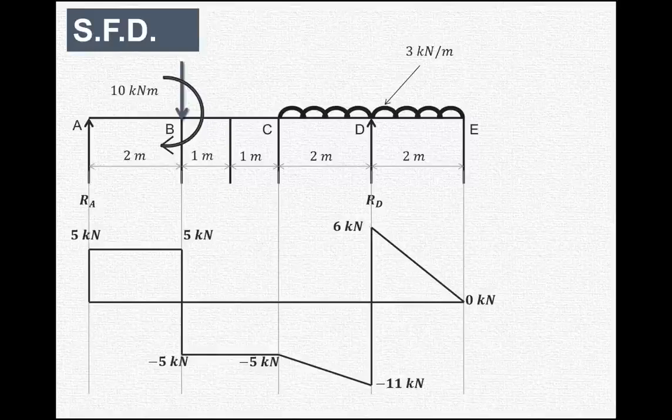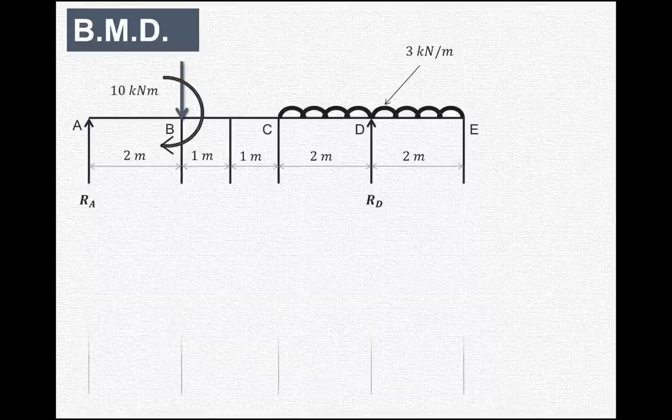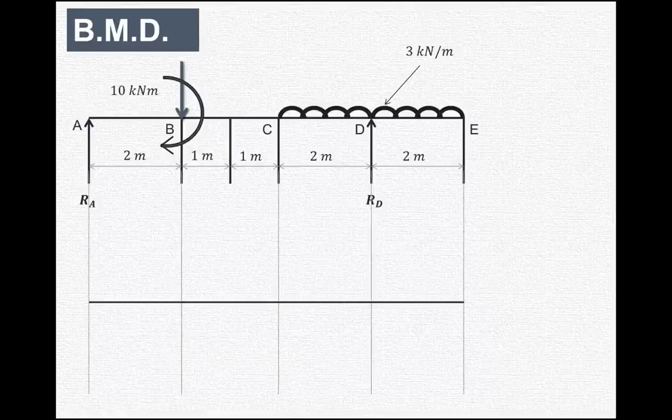So shear force at A is 5, shear force at B left is 5, exactly at B it is minus 5, shear force at C left and C is minus 5, shear force at D left is minus 11, exactly at D it is 6, and shear force at E is 0. Now let us draw the bending moment diagram also for this.